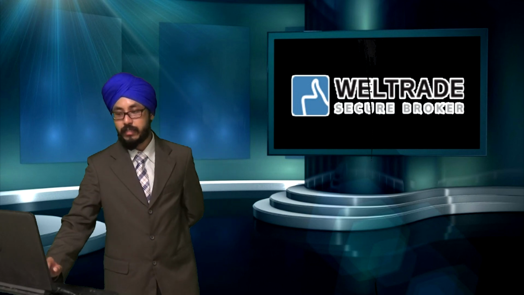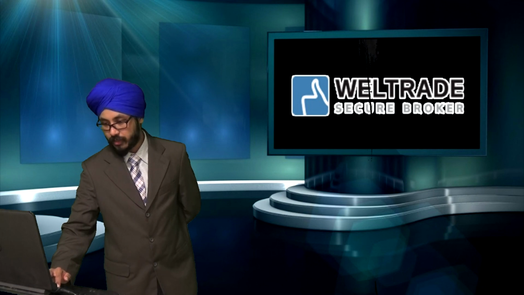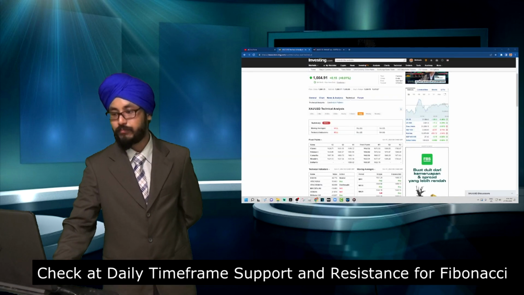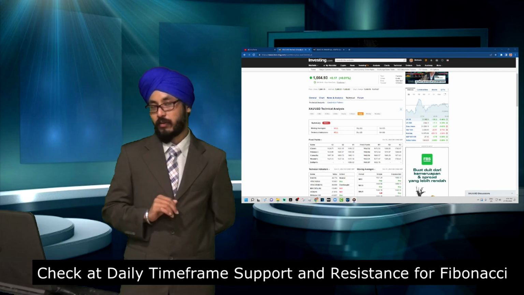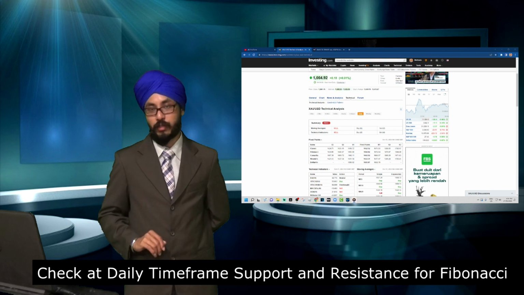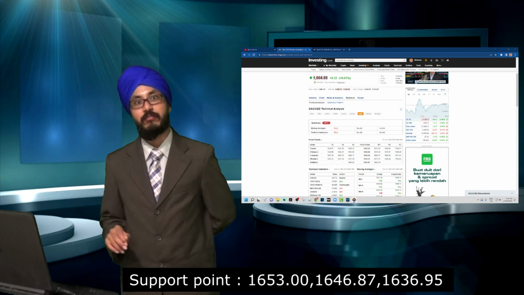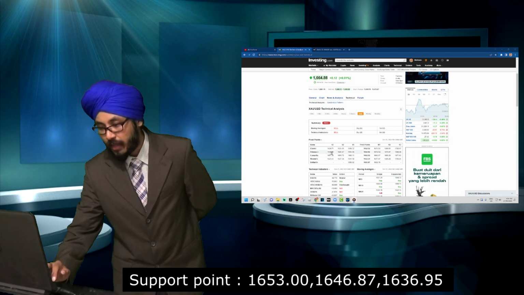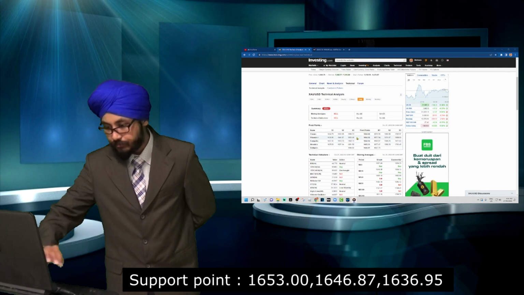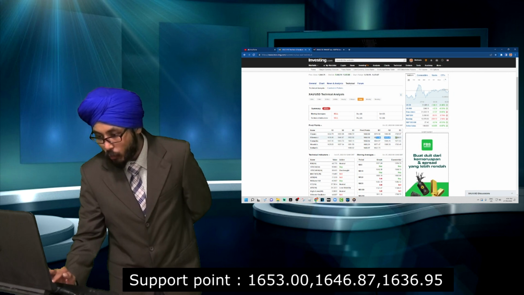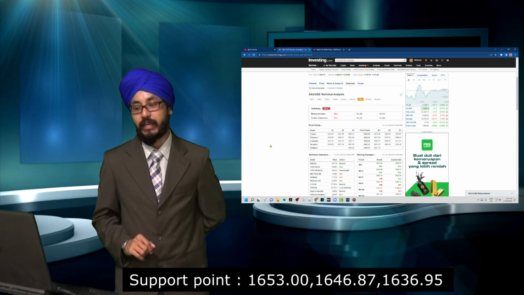As we can see in investing.com, under the daily, we have 3 support points and 3 resistance points. We will look at the support and resistance points based on Fibonacci. For our support 1 is 1653.00, for our support 2, we have 1646.87, and for our support 3, we have 1636.95. This is the support area that we are looking at.